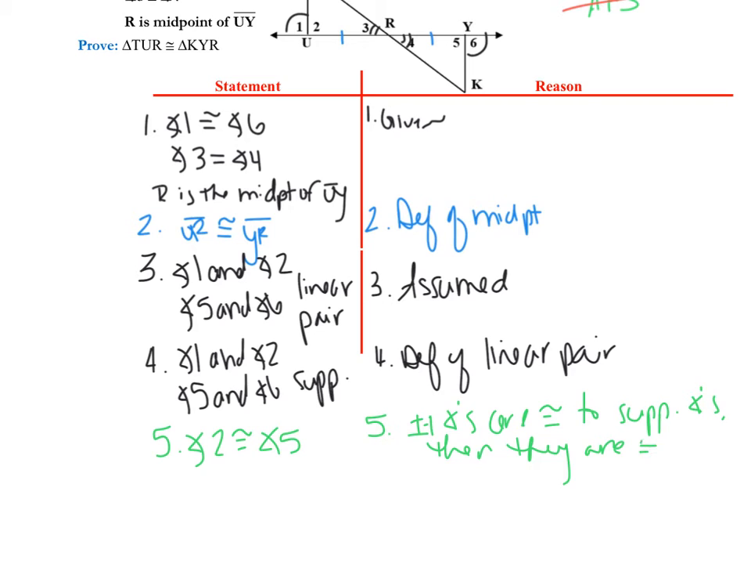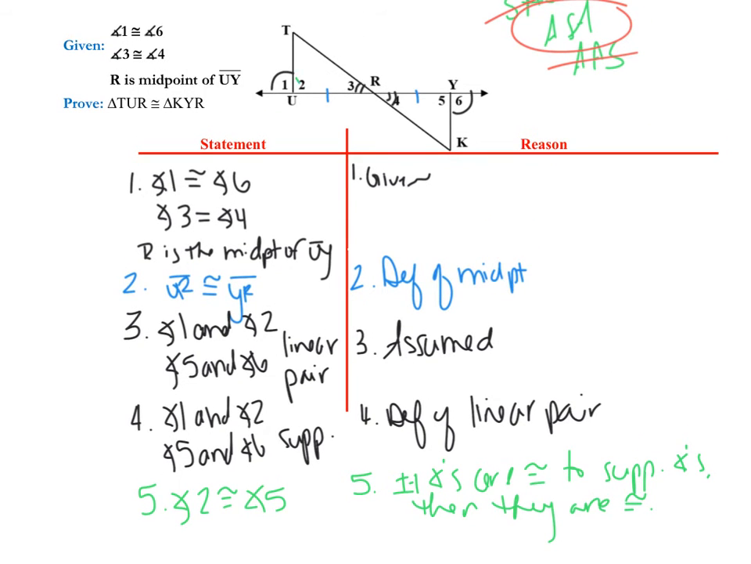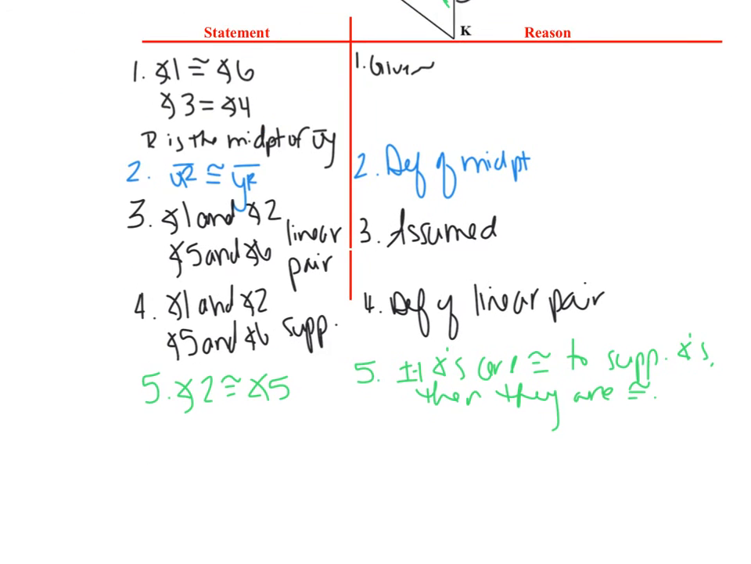So since this is a theorem, I still need to write that one out. So let's go ahead and mark this on my diagram. So I know that 2 is congruent to 5. Okay. And do I have enough information now? Angle, side, angle, and angle, side, angle. So these two triangles are congruent by ASA.